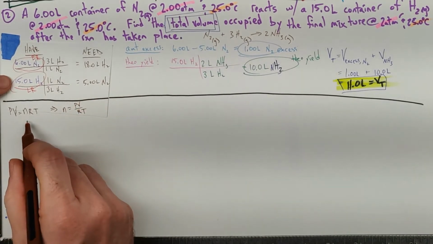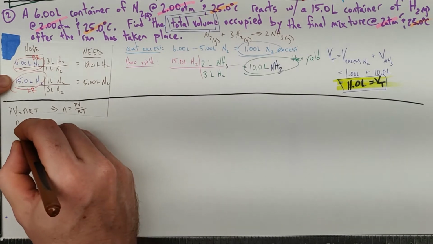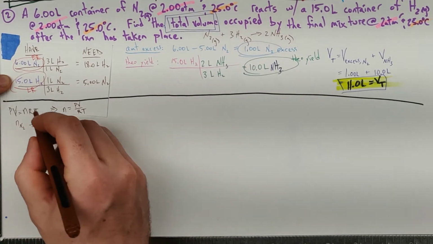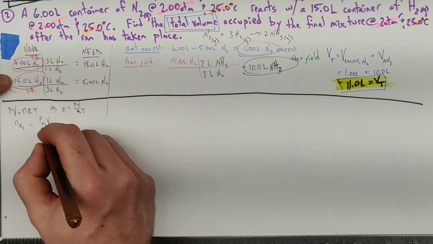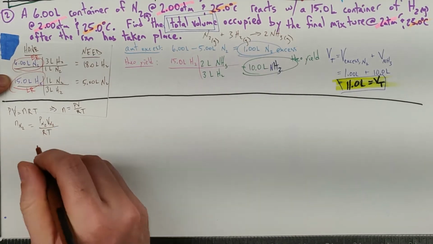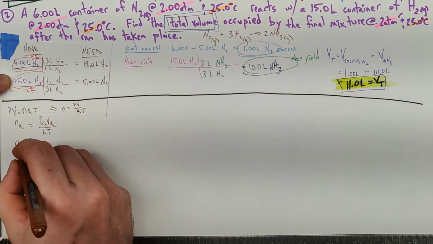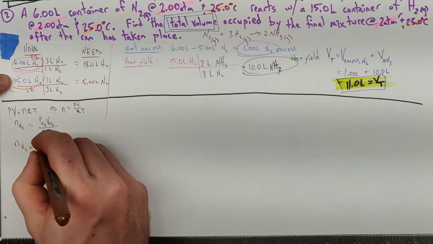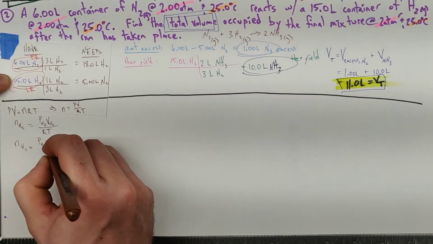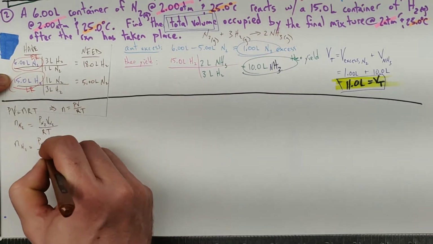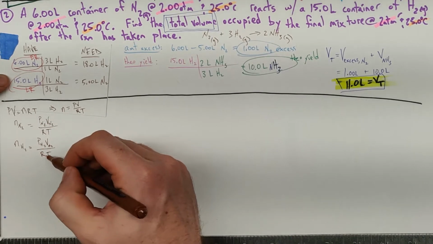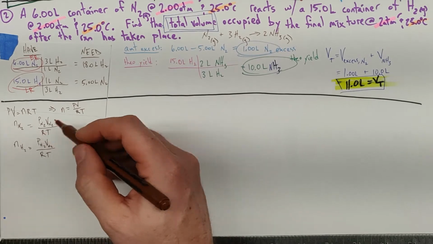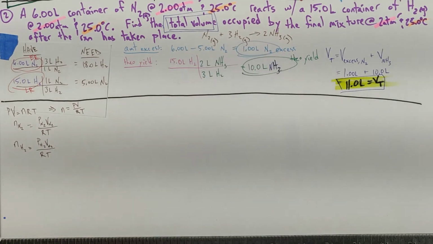RT. Our moles then of the nitrogen are going to equal the partial pressure of the nitrogen, the volume of the nitrogen over RT. And then our moles of the hydrogen is going to be the partial pressure of the hydrogen, the volume of the hydrogen over RT. And again, the fact that we're doing pressure, R and T the same means eventually we're going to come full circle and not have to have done it at all.